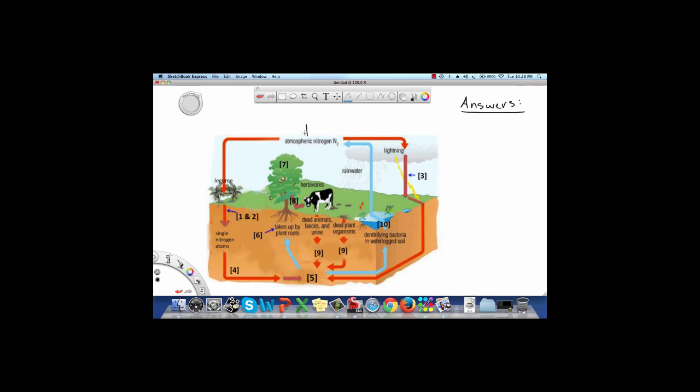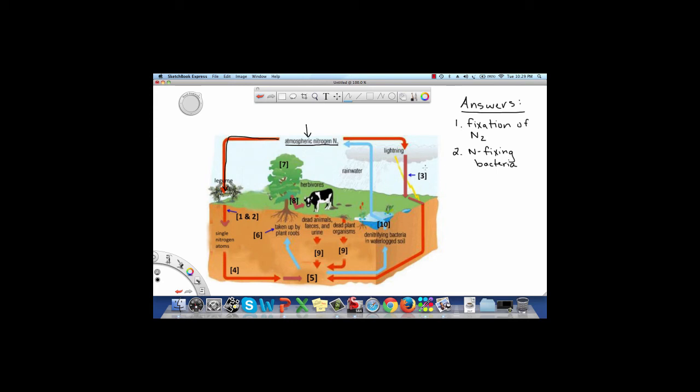Everything starts up here with our atmospheric nitrogen gas, N2. So if we follow this arrow down and around, it comes through this legume plant, and that's what number 1 and 2 are asking about. What step is happening here, and what organism makes this possible? Well, the step that's happening here is the first step of the nitrogen cycle, which is fixation of nitrogen gas, of N2. Okay, and the organism that makes that possible is found on the roots of the legume plant. That's your N-fixing bacteria, your nitrogen-fixing bacteria. So those are the answers for number 1 and number 2.